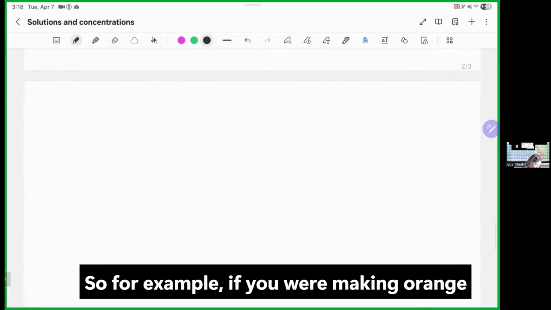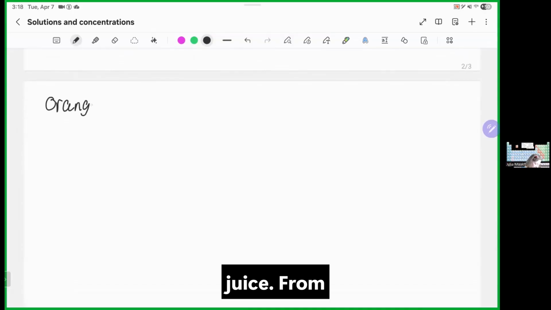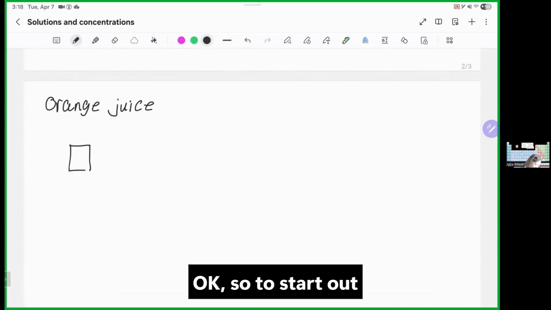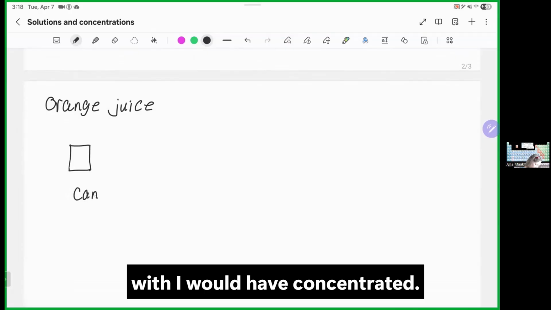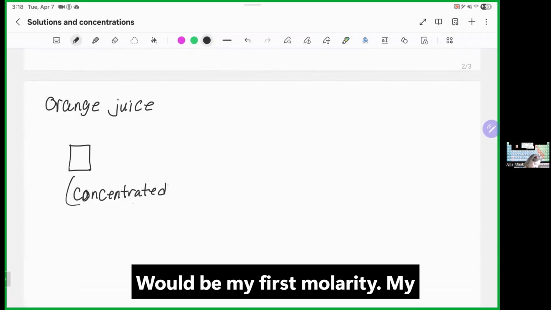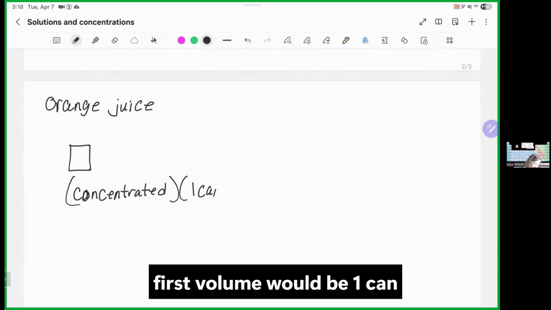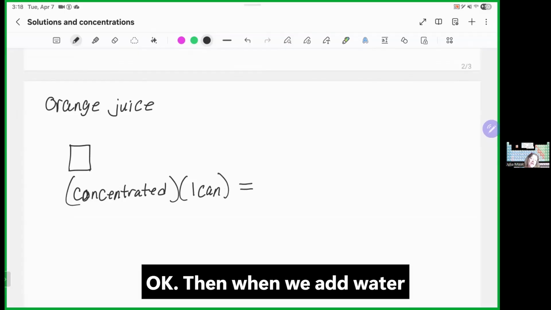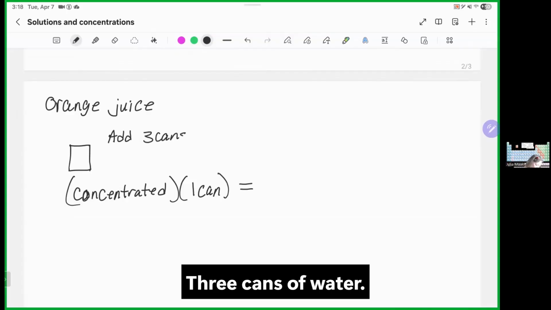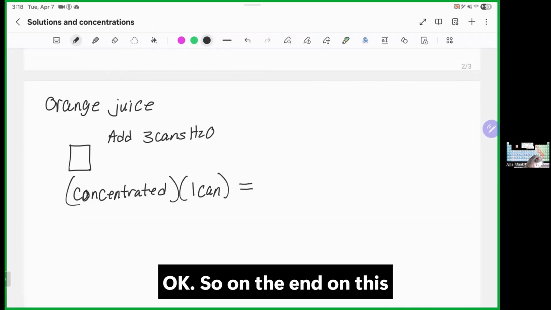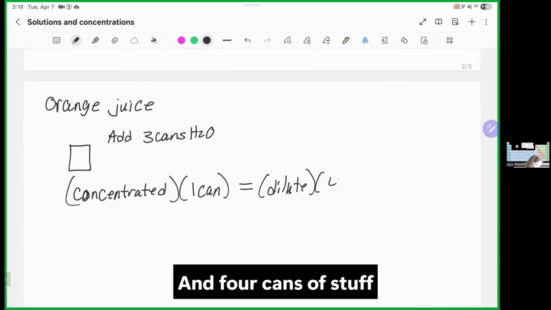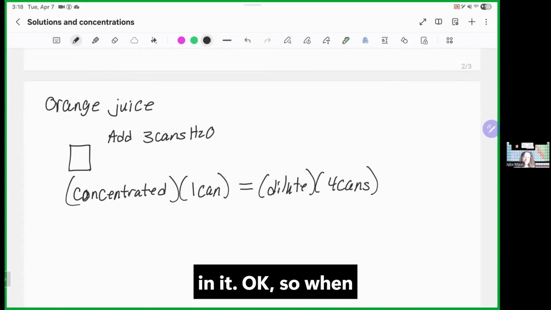So for example, if you were making orange juice from those frozen cans of concentrate, to start out with, I would have concentrated would be my first molarity. My first volume would be 1 can. Then when we add water to it, we add 3 cans of water. So on the end, on this side, you have dilute and 4 cans of stuff in it.